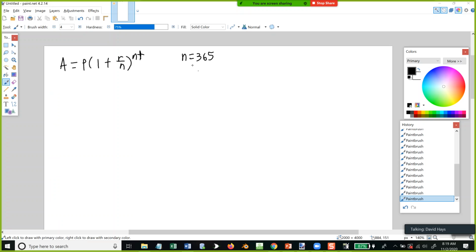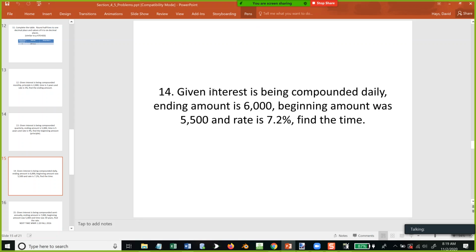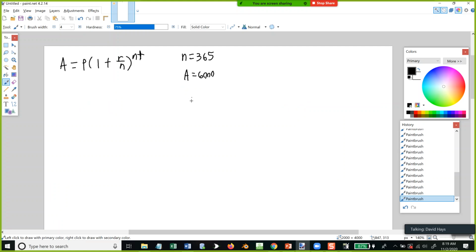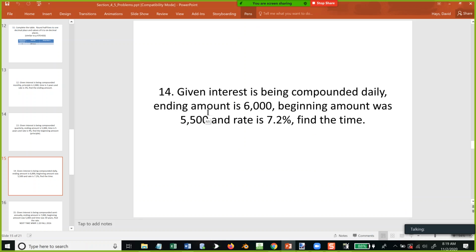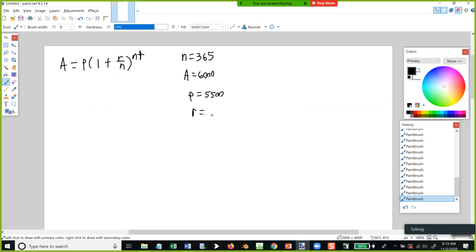Ending amount is 6,000, so A is 6,000. Beginning amount is 5,500, so P is 5,500. Rate is 7.2%, r is 0.072. And it wants us to find time. Okay, so we ended up with $6,000. We started with 5,500 at this rate, compounded daily. We wonder how long we leave the money in the account.